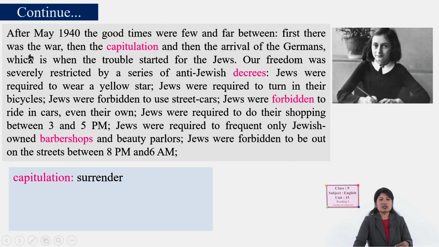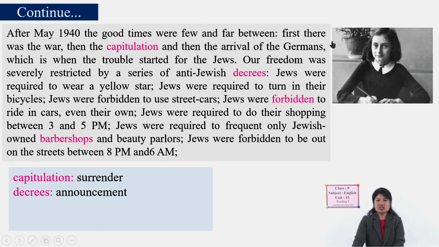First there was the war, then capitulation, surrender, and the arrival of Germans. So life was really troublesome for Jews. Their freedom was seized because there were lots of restrictions for Jewish people. Anti-Jewish decrees, announcements, the time was not favorable for Jewish people. It was very hard for them.